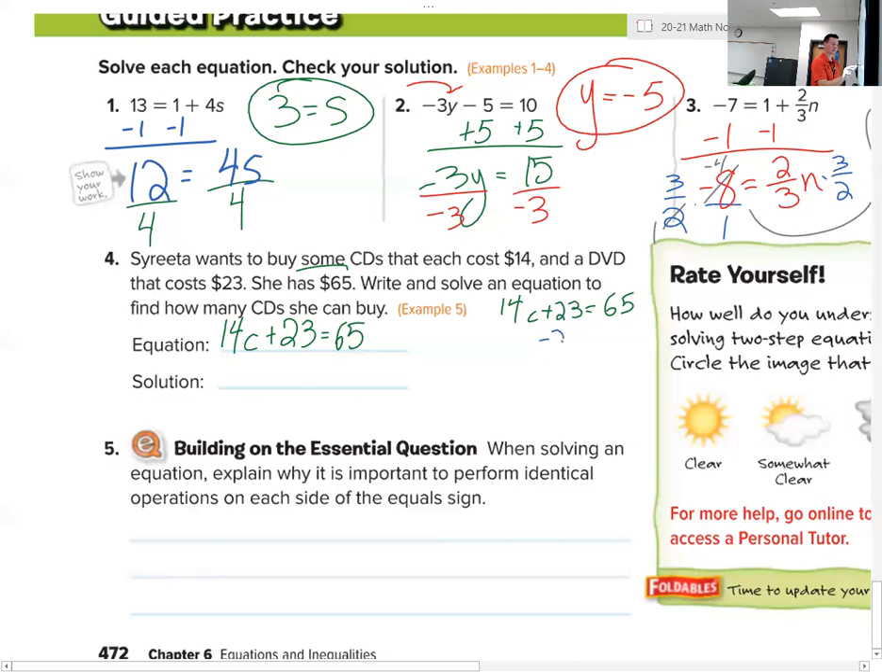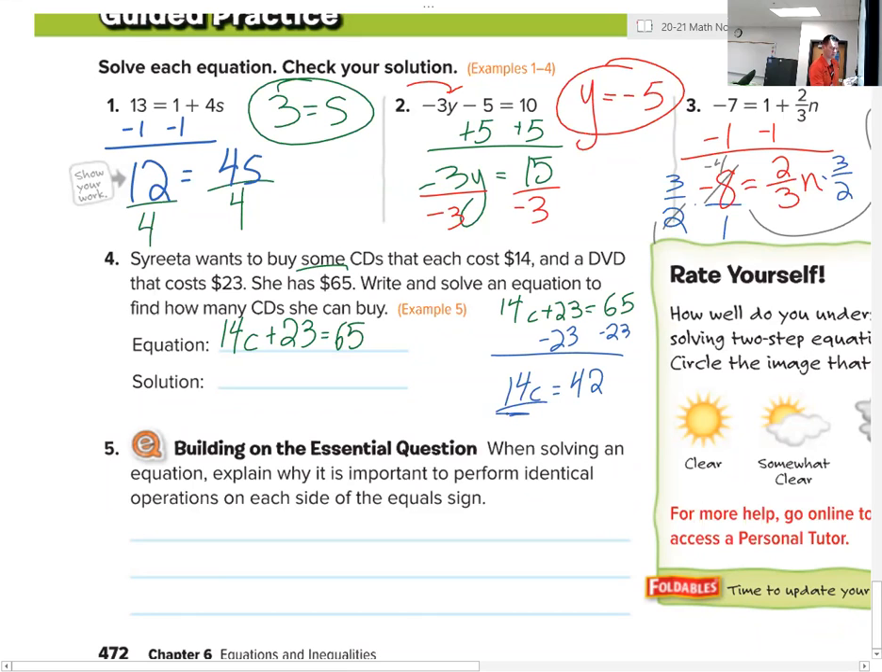First thing I have to do is through SAD, I have to subtract first. So I'm going to do 14C here equals 65 minus 23. I'm going to get my calculator out. 42.